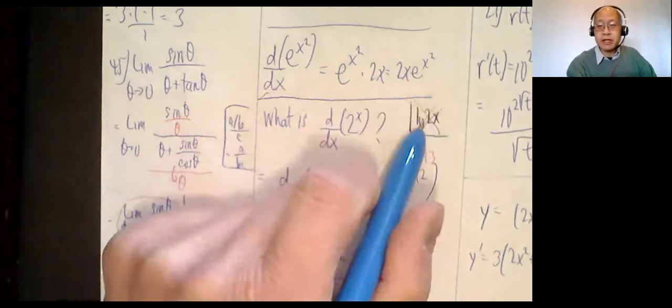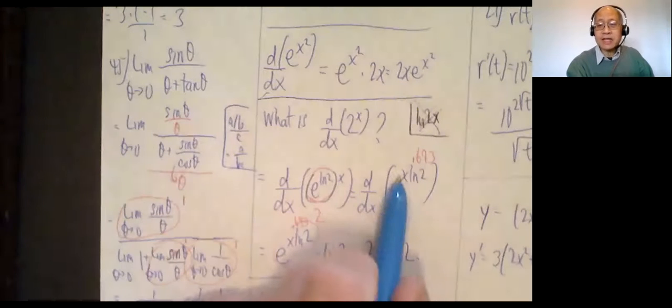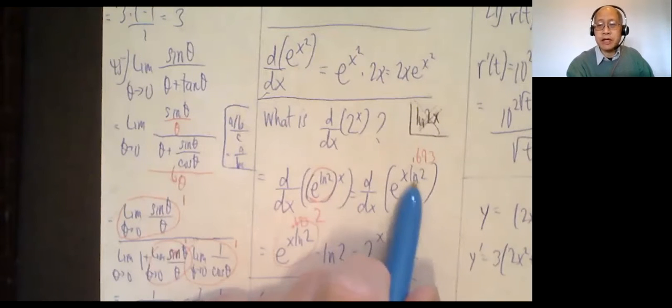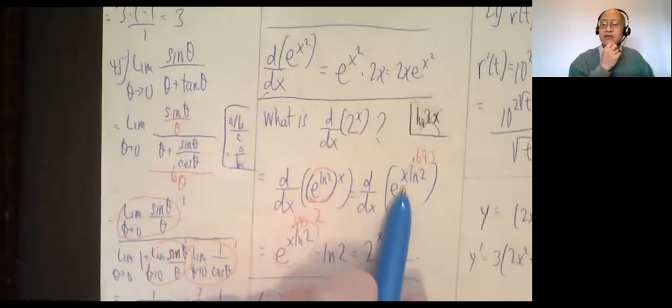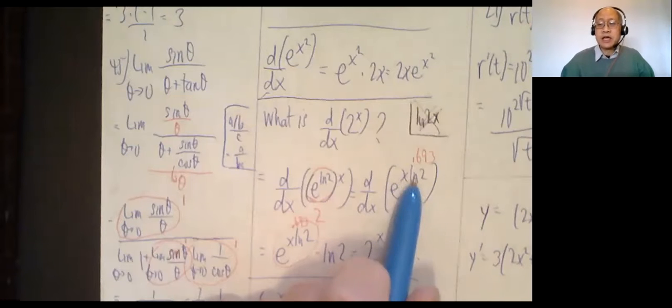We prefer not to write it this way. We prefer to write it as x ln 2, the coefficient being ln 2, which is about 0.693. See, if I write it like this, there's no way anybody's going to think that means 2 times x, right? So this is x ln 2.